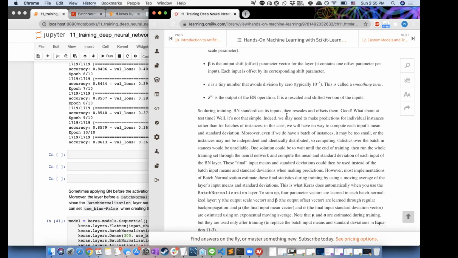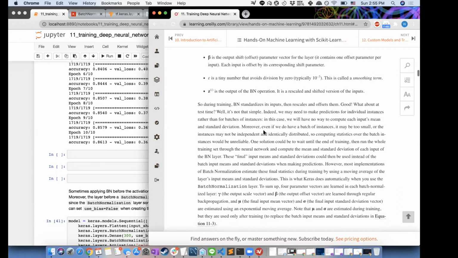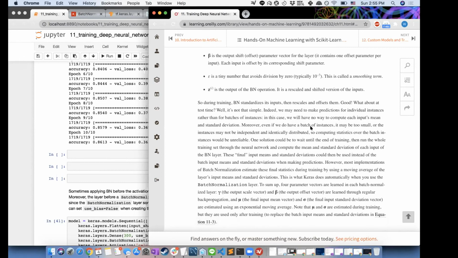Well, it's not that simple indeed. We may need to make predictions for individual instances rather than for batches of instances. In this case, we have no way to compute each input's mean and standard deviation. Moreover, even if we do have a batch of instances, it may be too small, or the instances may not be independent and identically distributed. So computing statistics over the batch instances would be unreliable.